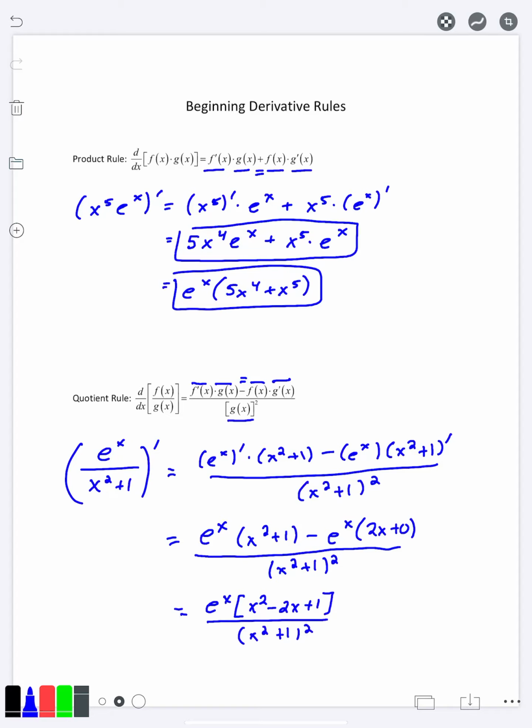And again, you could maybe FOIL things out or factor things out depending on your preference for how you leave it. But there's nothing that we'll be able to cancel here. And so that would be your final answer.